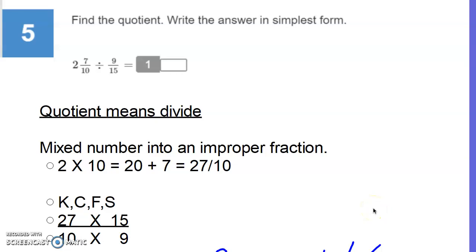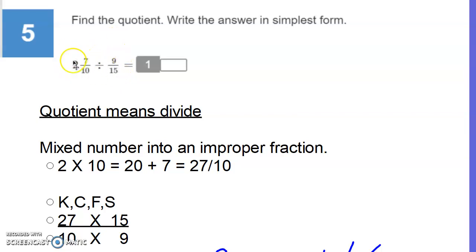Okay, so number 5, we have another find the quotient. Write the answer in the simplest form. So we have our beginning two numbers. This time we have a mixed number and a fraction.